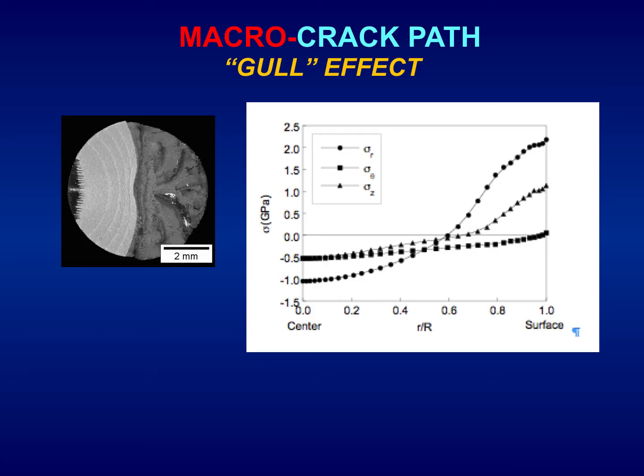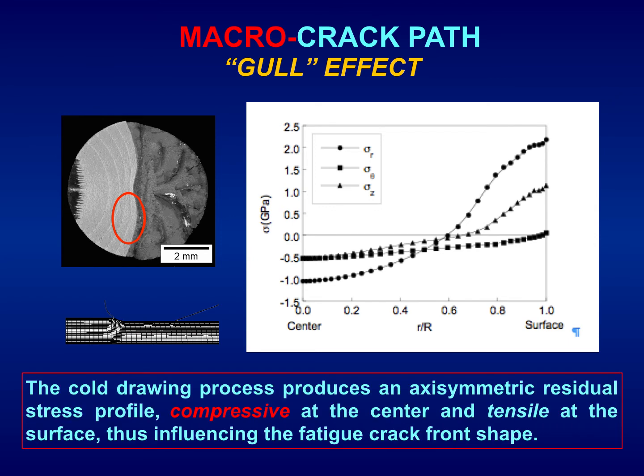With regard to the macro crack path and the Gould effect, it is a consequence of the residual stress profile in the wires after cold drawing. We observe that residual stress distribution exhibits compressive area at the crack center and tensile area at the crack surface. The cold drawing process produces an axisymmetric residual stress profile, compressed at the center and tensile at the surface, thus influencing the fatigue crack front shape.